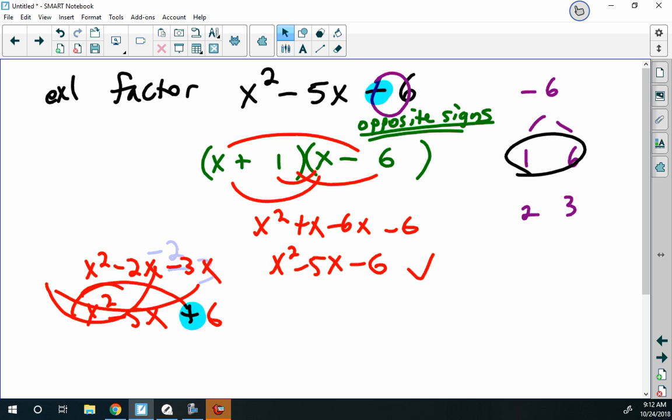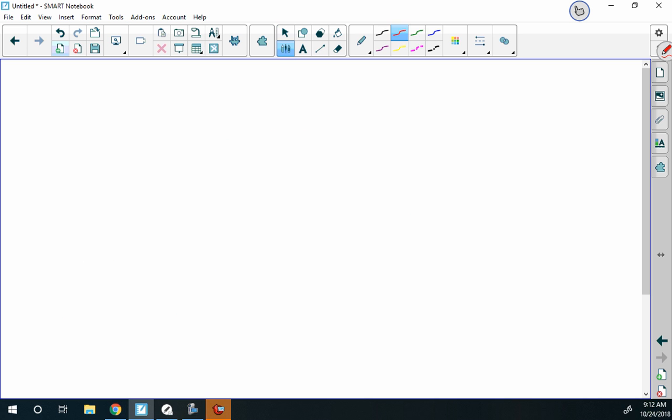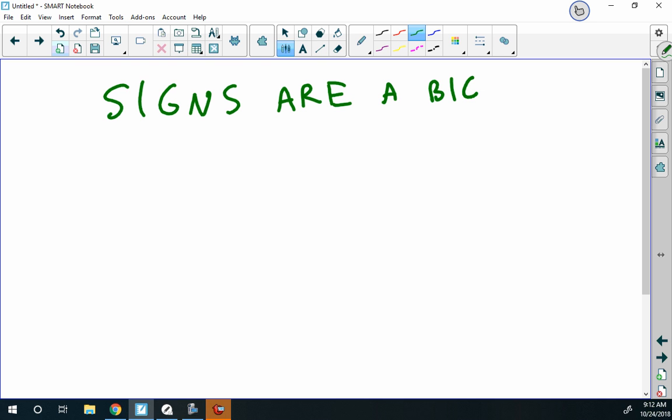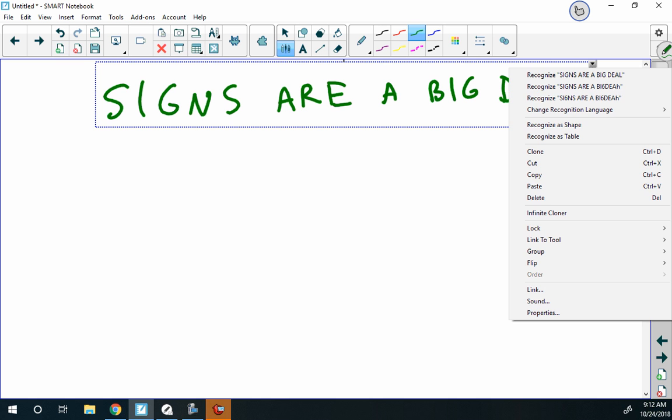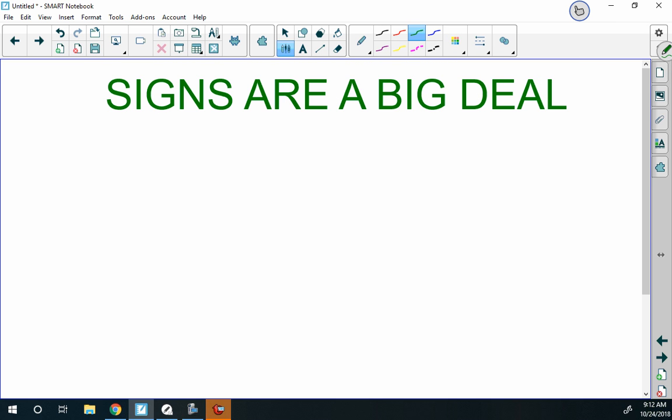All right. That was a moderately difficult example because the 1 and the 6 could have worked and the 2 and the 3 also could have worked. But you really got to watch your signs. Signs are a big deal. Signs are a very big deal. Okay? You might want to make a note of that. A lot of people think, oh, it's just a minus sign or it's just a plus sign. No, that's a big deal. Signs are a very big deal. Exclamation point.